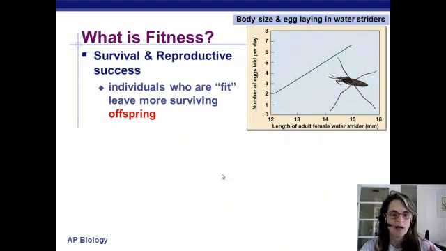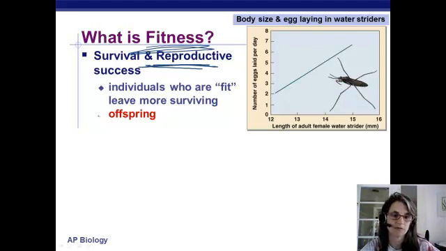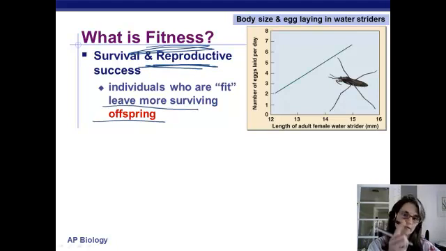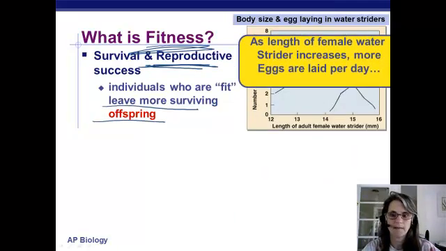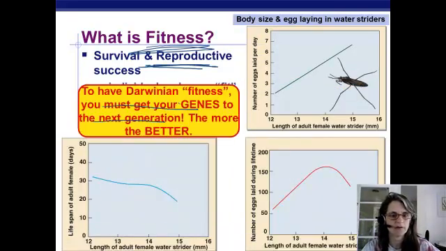Okay? So, please remember what fitness is in terms of Darwin as well. Fitness is not do you survive, it is do you survive and do you reproduce? Do you leave more offspring? That's what counts. Okay. I think we'll call it that. You must get your genes to the next generation.